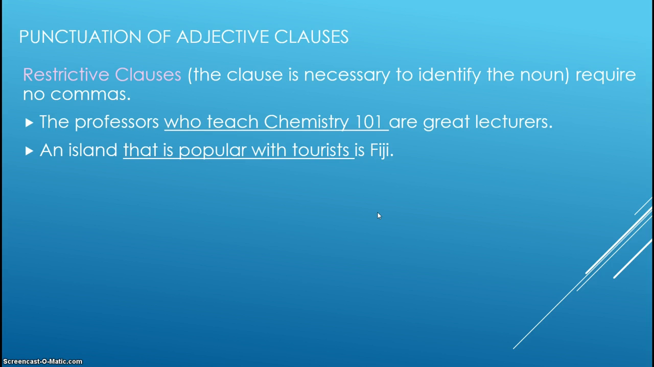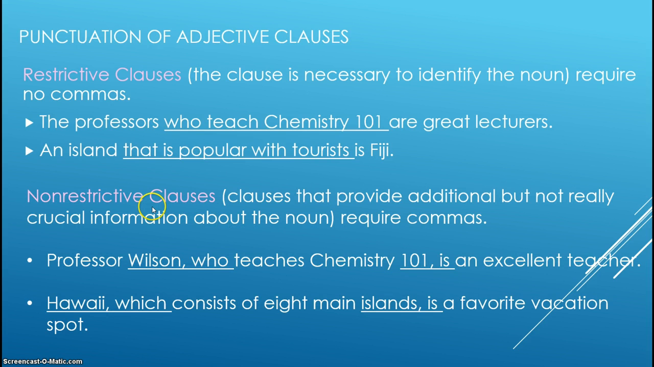Now, the other type, non-restrictive clauses, is the new one. We haven't really talked about this one yet. These are adjective clauses that provide additional information, but not really crucial information about the noun. And these require commas. Let's take a look at our examples. You can get an idea of what we're talking about. Professor Wilson, comma, who teaches Chemistry 101, comma, is an excellent teacher.